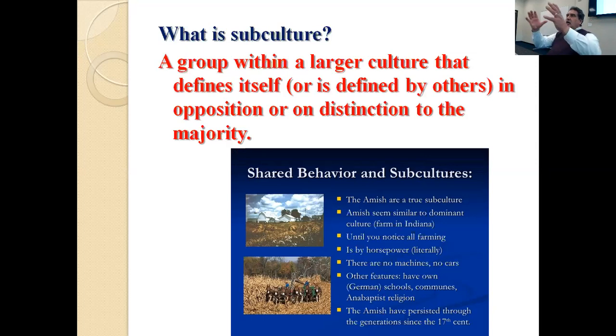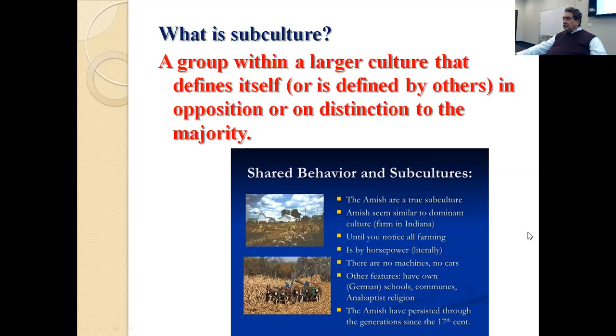As I said, even in one country, you take India, India is a huge example because it has many, many subcultures. Even smaller countries like Nepal, Thailand, Japan, they have many subcultures. Now, what is a subculture? It's basically a group within a larger culture that defines itself in opposition to that larger group, in distinction from the majority.